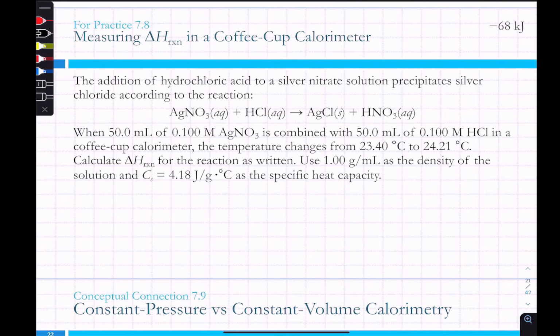All right, so if we have 500 milliliters of a 0.1 molar silver nitrate combined with 50 milliliters of 0.1 molar hydrochloric acid in a coffee cup calorimeter, our temperature changes from 23.4 degrees C to 24.21 degrees C. Calculate delta H of the reaction. Use 1.00 gram per milliliter as the density of the solution, and the specific heat capacity of your solution is going to be 4.18.